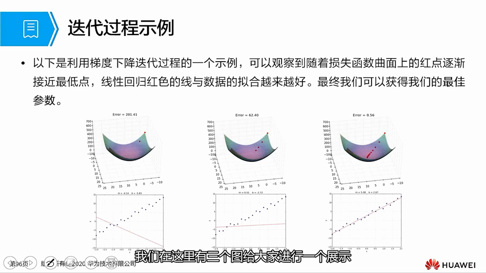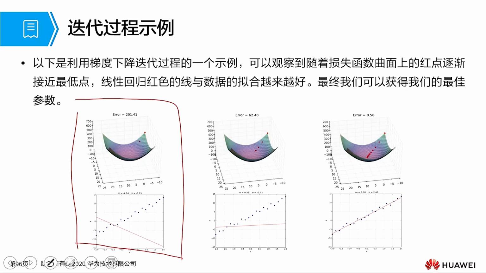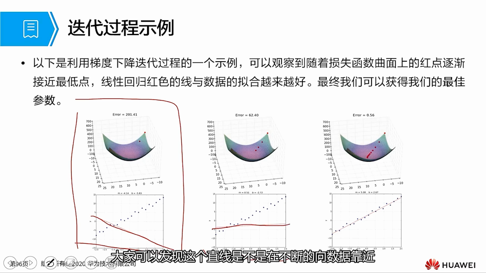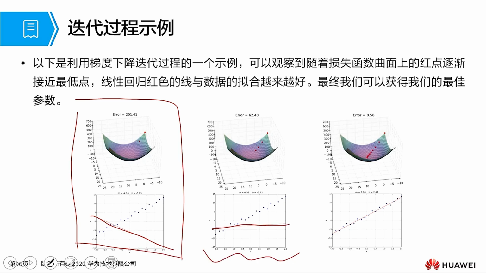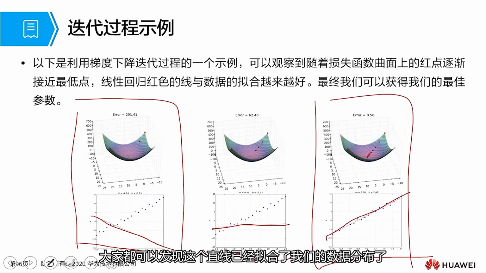So starting from the first image, at the beginning we can see that this is completely random. This is how our data is arranged, but at the beginning when we started at that point, its data does not match this straight line at all, completely mismatched, so that's the starting point. It is completely random, but with the iteration, everyone can notice that this straight line is constantly approaching this data. When iterating to the final step, everyone can discover this straight line has already fitted our data distribution. This is an example of the iteration process.